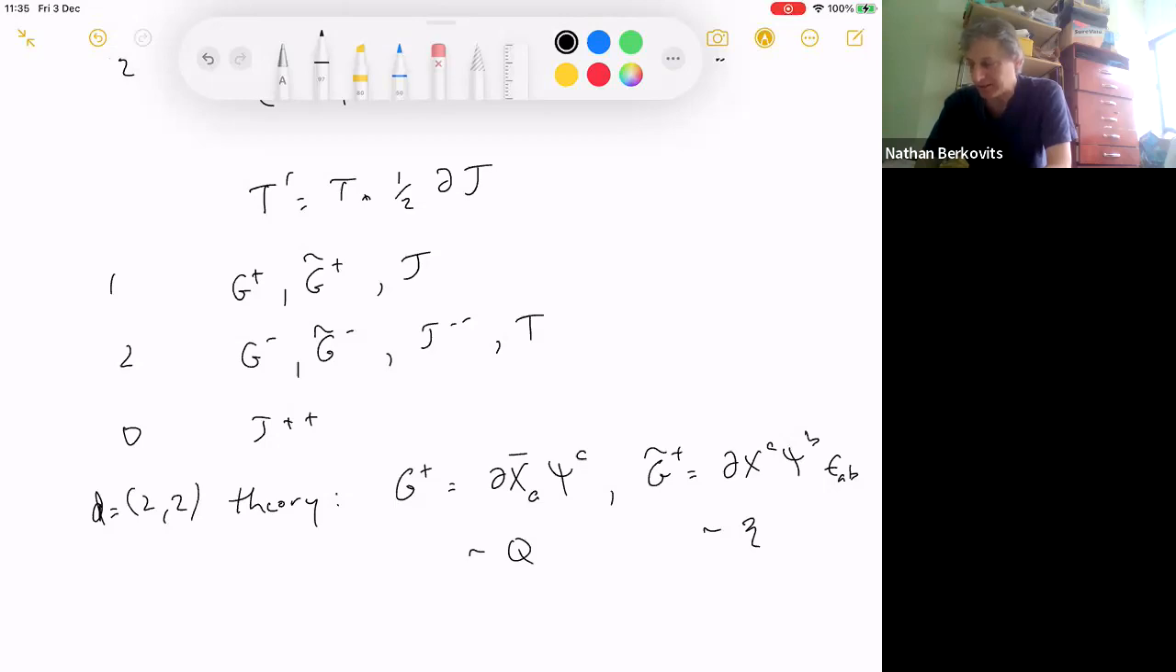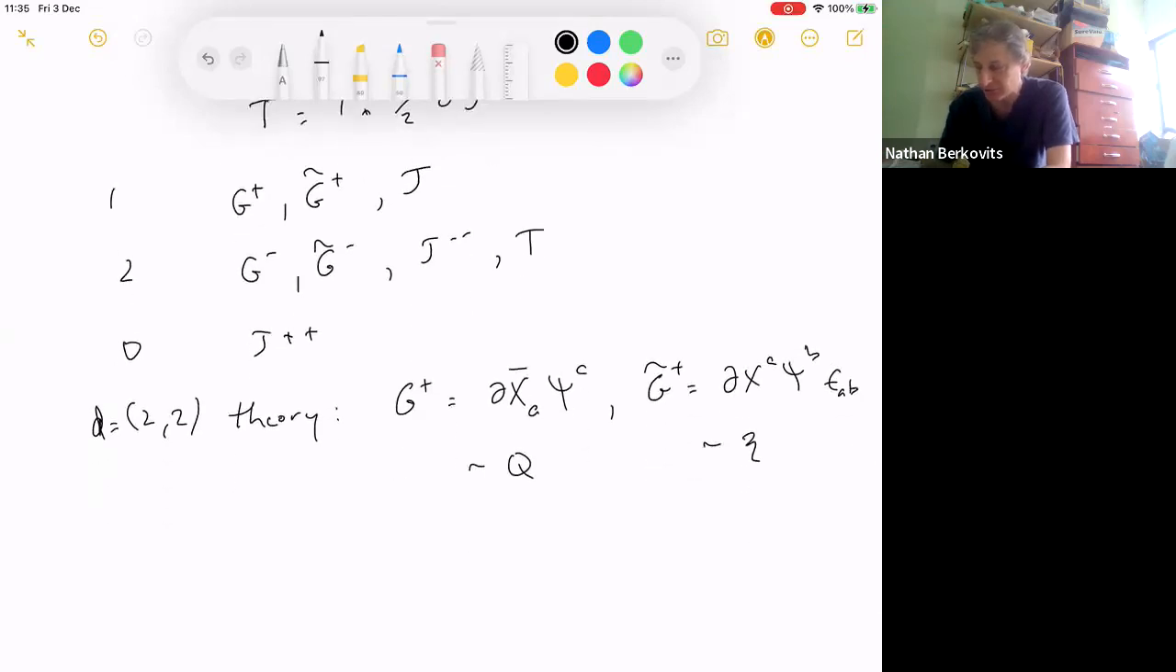Now, this indicates that you can actually describe not just G plus and G tilde plus in terms of RNS variables. You can also describe G minus. So G minus turns out to be equal to b, the b ghost, and G tilde minus is more complicated, but it's something like b times the RNS picture changing operator.